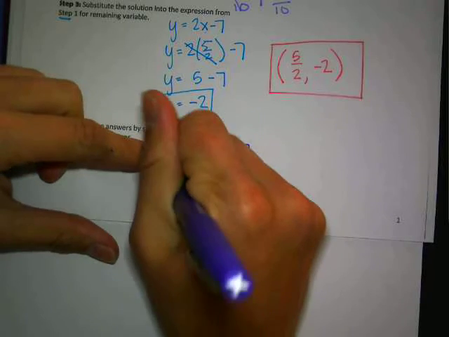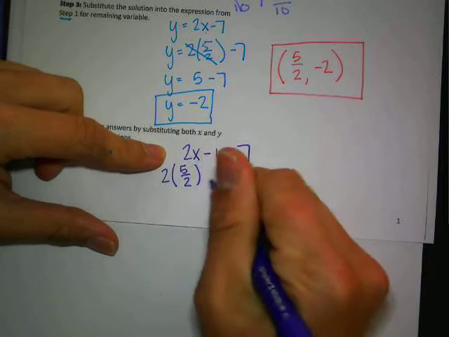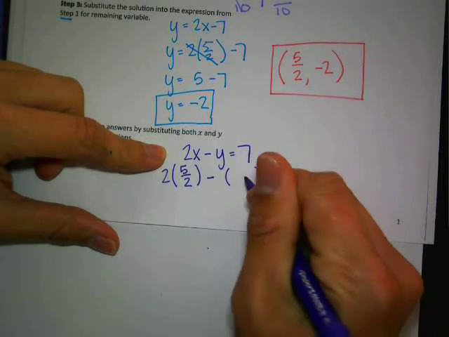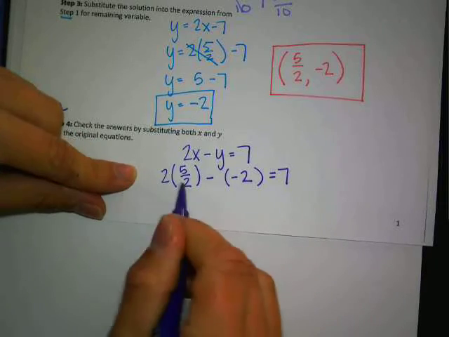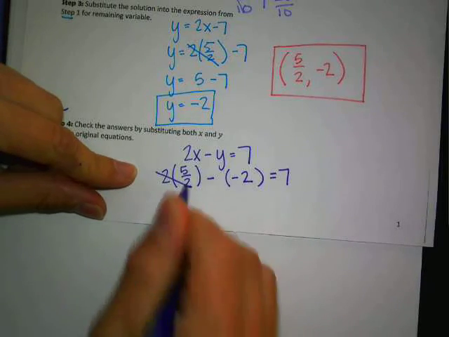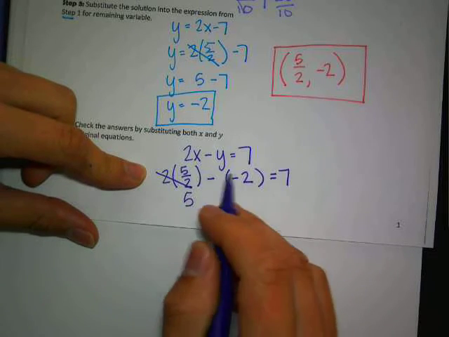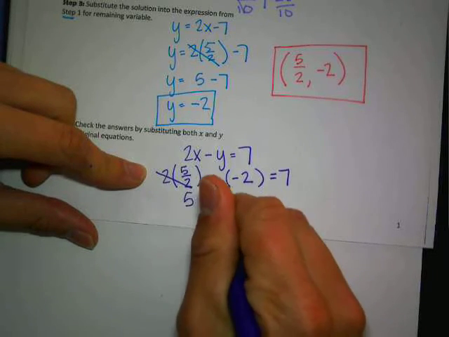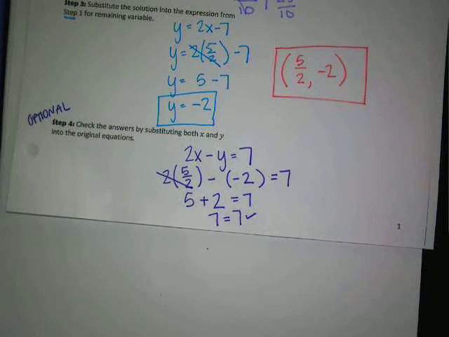So what would I be plugging in for x? 5 over 2. And what would I plug in for y? Negative 2. Same thing here, 2 on top, 2 on bottom, cancel. So you're just left with a 5. Negative times a negative is a positive. And indeed, we get 7 equals 7. Yeah, it's right.